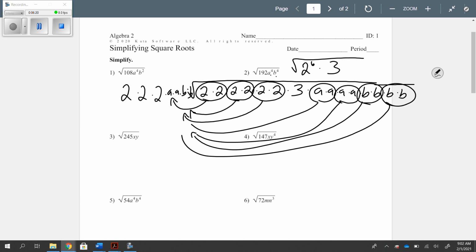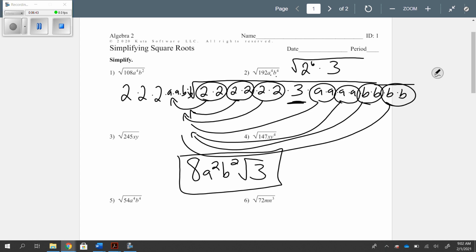All right? So let's just simplify all that. 2 times 2 is 4. 4 times 2 is 8. So on the outside we have 8. And then there's A times A, so A squared. Don't write 2A. It's A squared because it's A times A. So A squared, and then B times B is B squared. All right, and what's left over under the square root is square root 3. And that is the simplest form. All right, shouldn't be too bad.